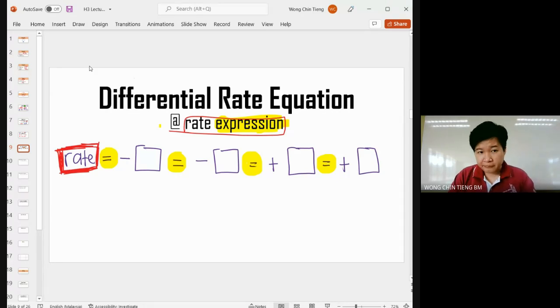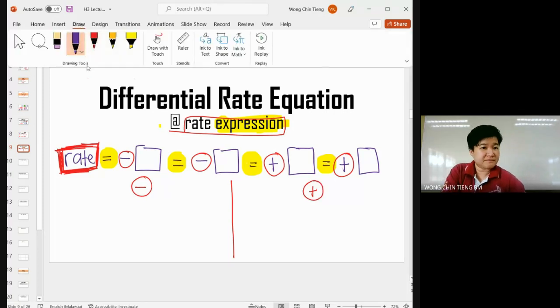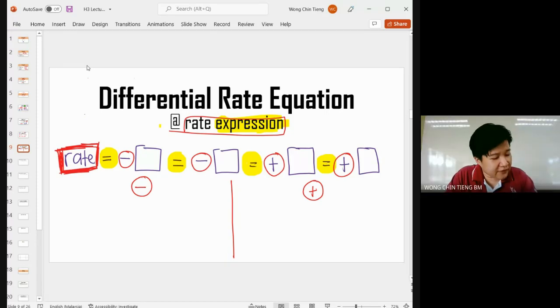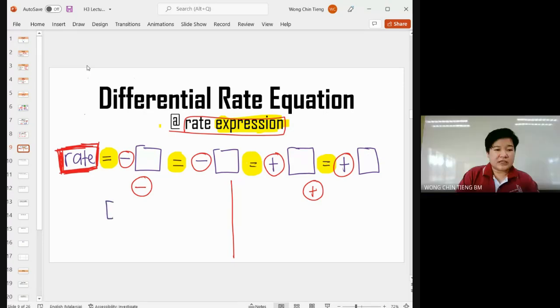Okay? Talking about the symbol positive and negative over here guys. I have a symbol negative. I have a symbol positive. Can somebody tell me what the symbol negative stands for? What the symbol positive stands for? Negative adalah decrease in concentration.